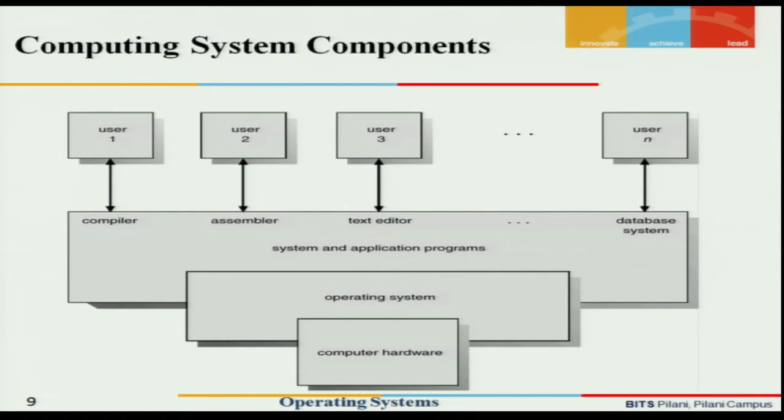So applications like a compiler, assembler, text editor, databases, all these are applications, and all these things put together form a computing system, which is essentially accessed by the user. When we talk about a user, it need not be a physical human being alone. At times a user can be a machine as well.